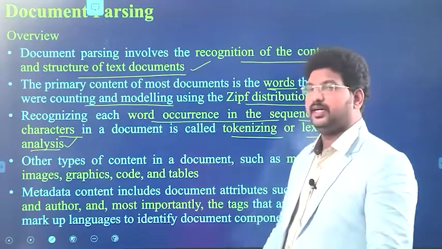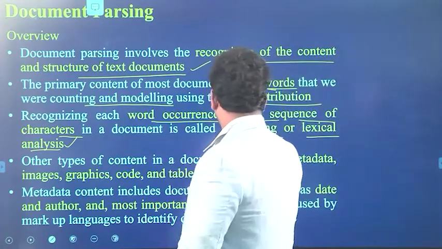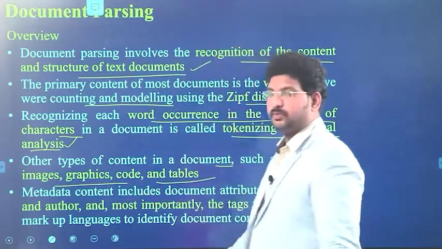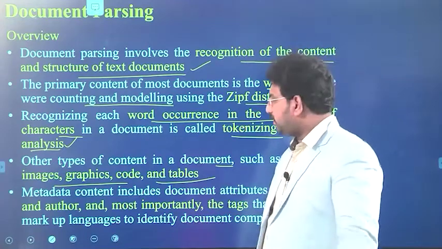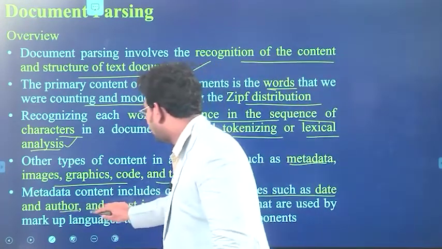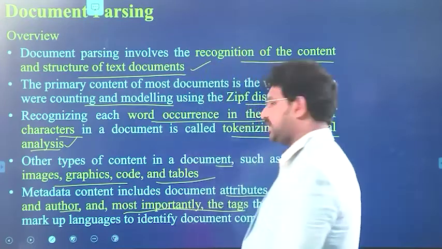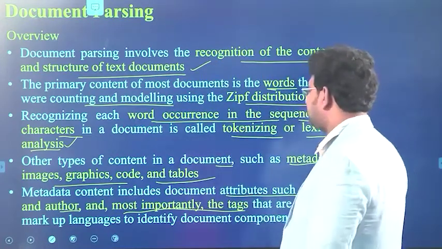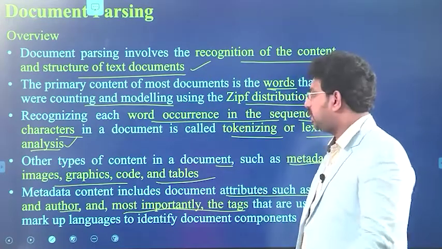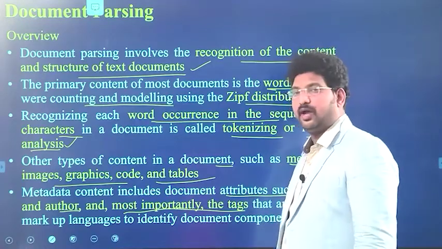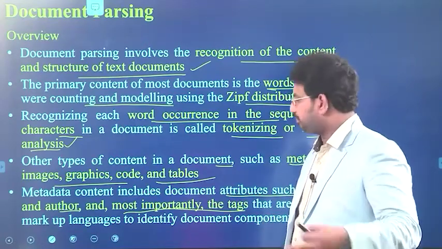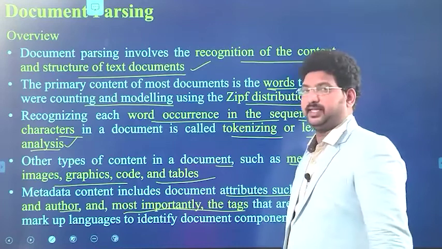Along with the text, other types of content in the document such as metadata, images, graphics, codes, and tables are also present. The metadata content includes document attributes such as date, author, and most importantly the tags that are used by the markup languages to identify document components.